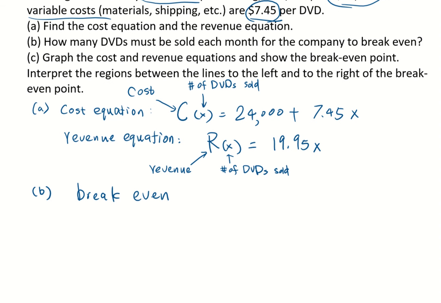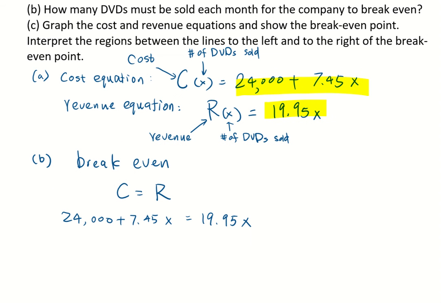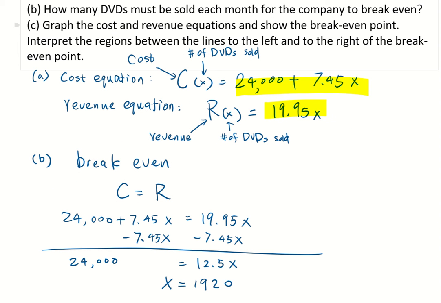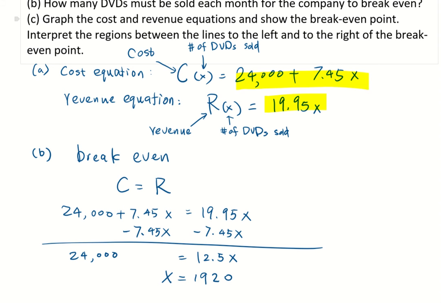Now let's look at the B part. How many DVDs must be sold each month for the company to break even? So when it breaks even, that means the cost must be equal to the revenue. Therefore, this 24,000 plus 7.45x must be equal to 19.95x. Solve for x, we have x is 1,920. This means the company must sell 1,920 DVDs to break even for each month.